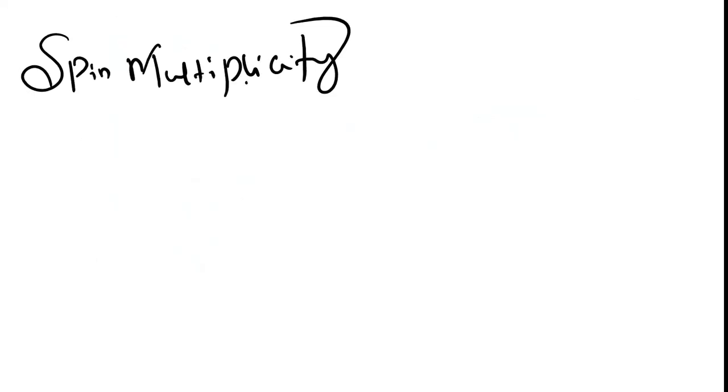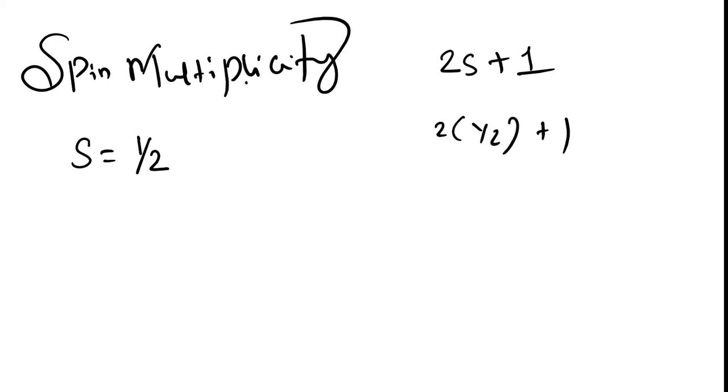You can go for spin multiplicity. Spin multiplicity is 2S plus 1. That is the formula. So here S is equal to... how many unpaired electrons are there? Only one. So it will be one half. So the value will be 2 into half plus 1, that is equal to 2. Spin multiplicity is 2.